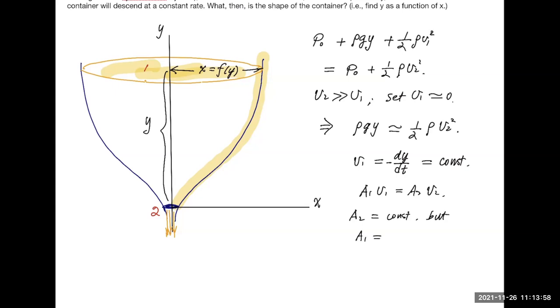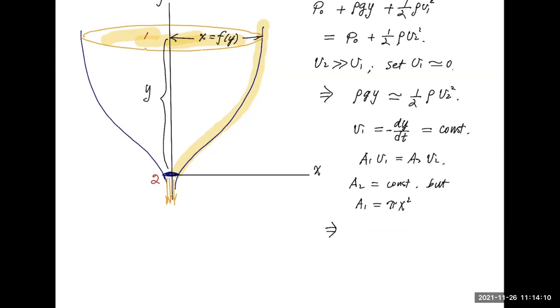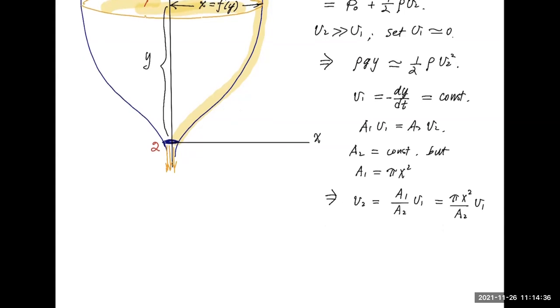A1 equals pi x squared, right? X is the radius of the circular opening. So now I have V2 equals A1 over A2 times V1, and A1 is pi x squared, over A2, times V1. Now V1 is a constant, that's what I desire. Pi is a constant, A2 is a constant, so therefore V2 is just a constant times x squared. That's what I want.